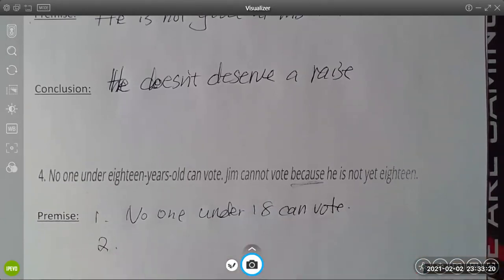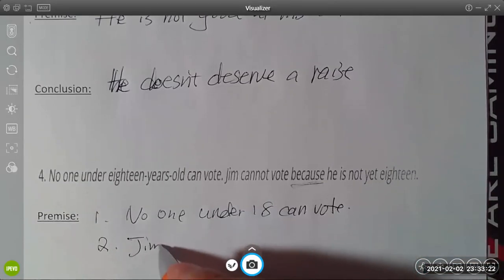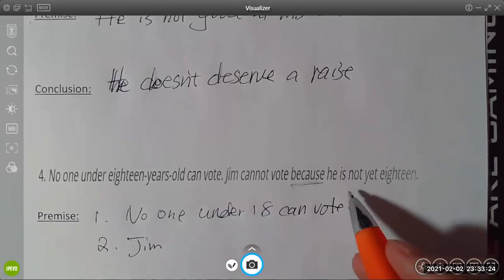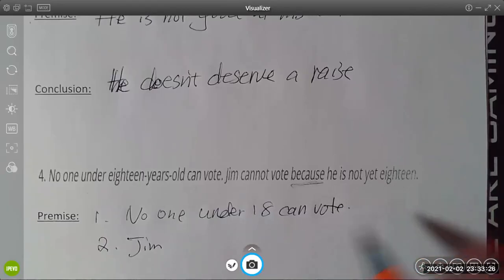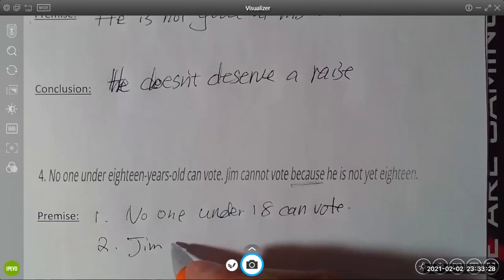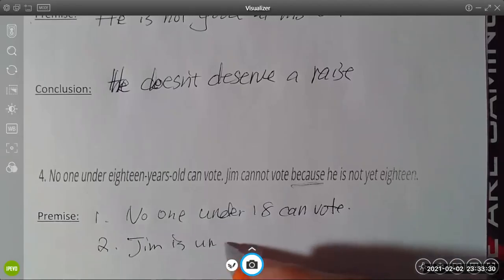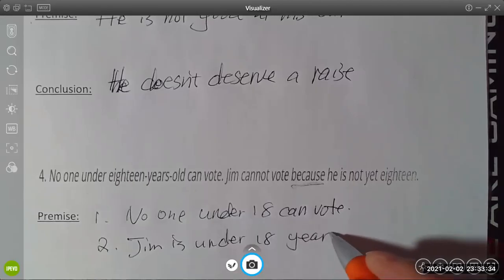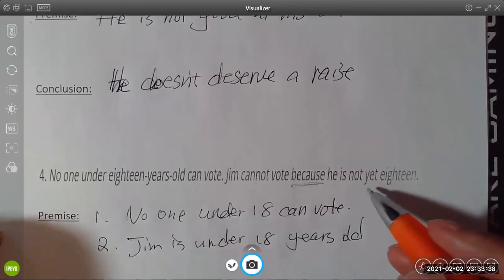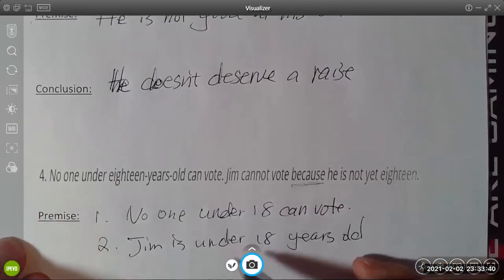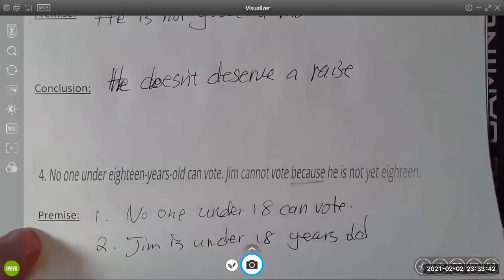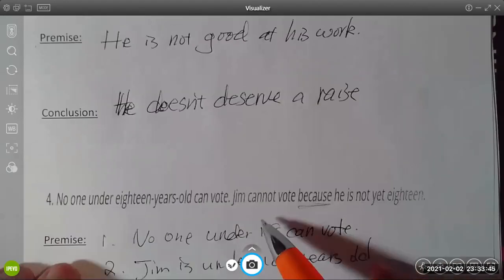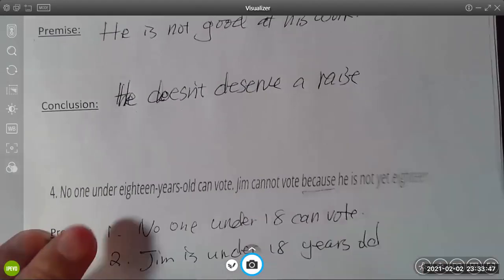Premise number 2, Jim, you can just copy this part. Jim is not yet 18, or you can say Jim is under 18 years old. As long as you write something that's really, really close to the original one. If you're not sure, just copy the original one. Now the conclusion is that Jim cannot vote.